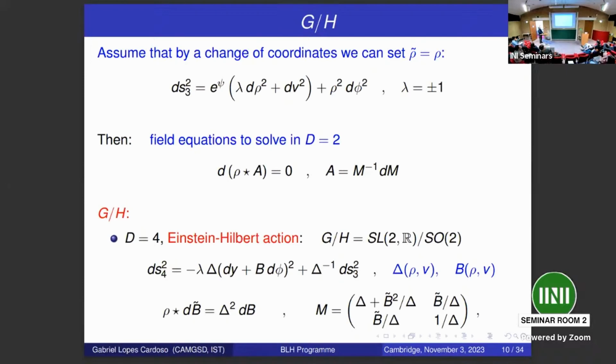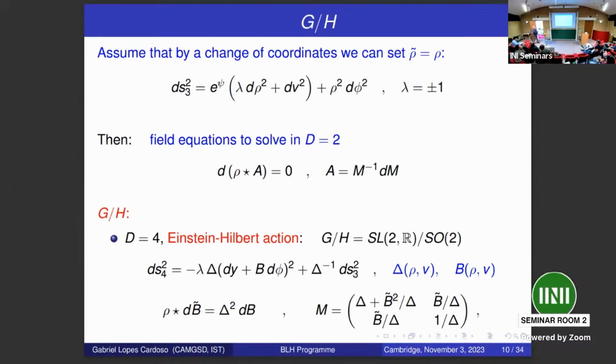There is also this metric element B here. So when you go from 4 to 3, you have these two metric elements, delta and B, and they are the ones that get arranged in this matrix M here, which is a 2 by 2 matrix. And then you are in 3 dimensions, and you further reduce down on the isometry direction phi, and this is then what you would be solving in this particular model here.